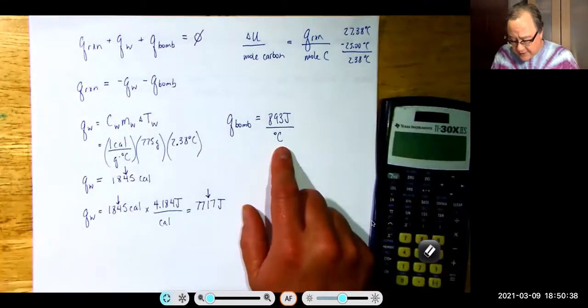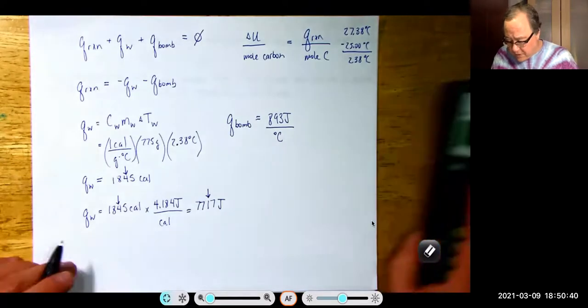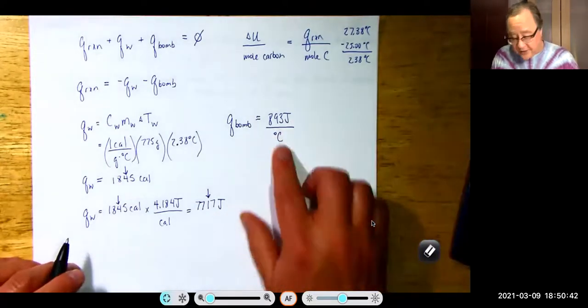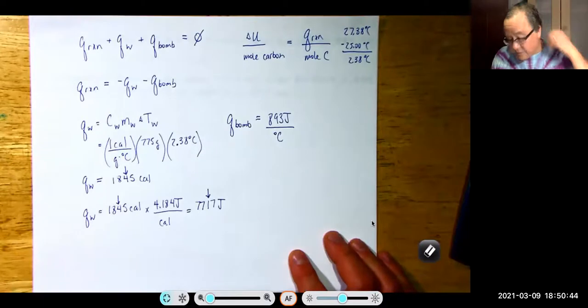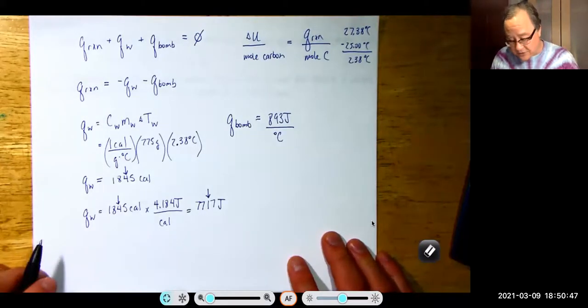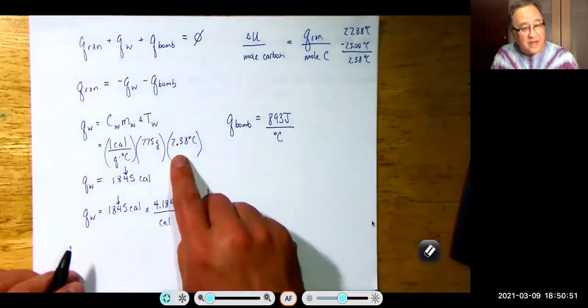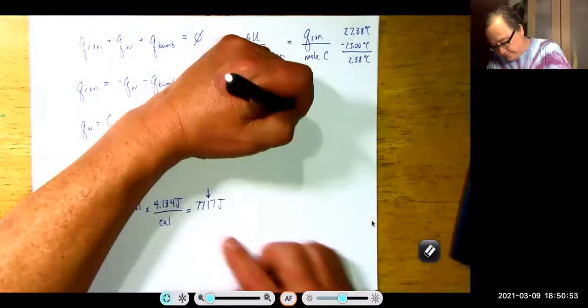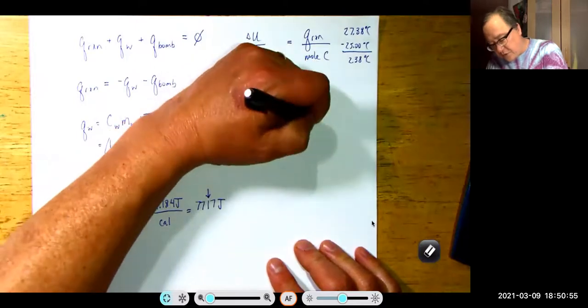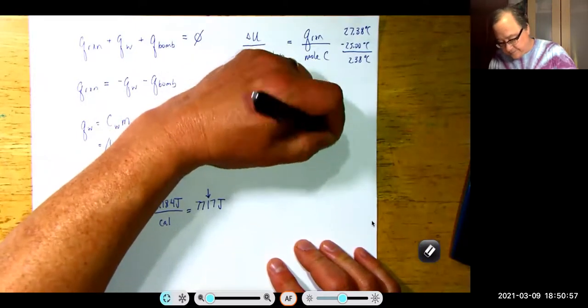So here, this has got to end up being joules. What do I need to multiply by to get rid of that degrees Celsius? Well, it turns out I have to multiply by a temperature. So what temperature do we multiply by? The change in temp of the calorimeter, which is also 2.38 degrees Celsius.